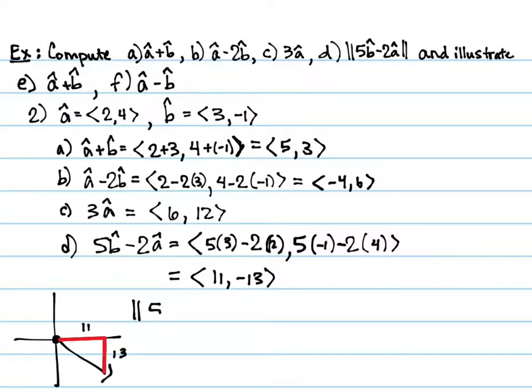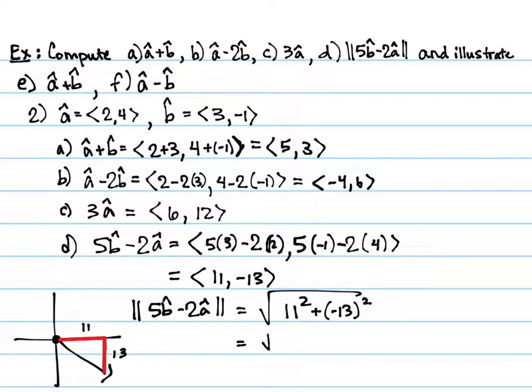So if I want the magnitude of 5b minus 2a, all I have to do is take the square root of 11 squared plus -13 squared. So what is 11 squared plus -13 squared? Square root of 290. Does it simplify?